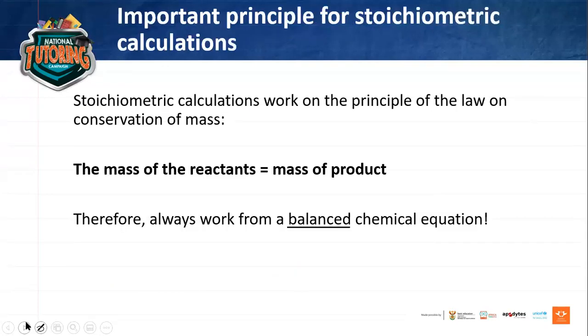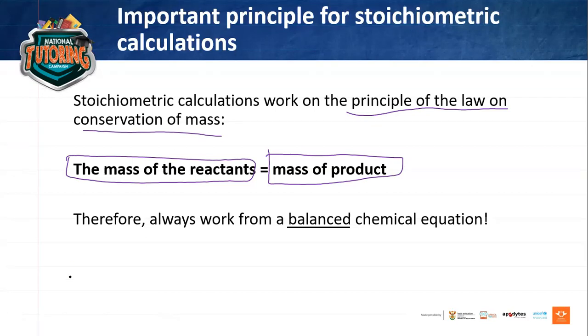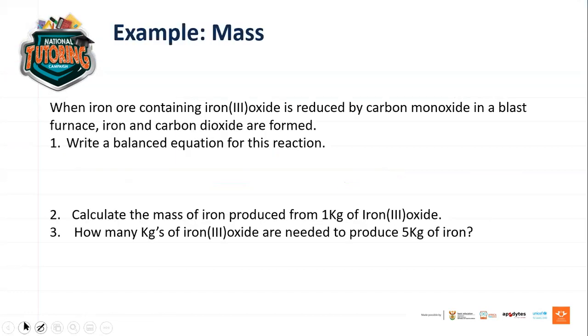Okay. So stoichiometric calculations work on the principle of the law of conservation of mass. It's that the mass of all the reactants is equal to the mass of all the products. On the one side is equal to the other side. That must be true of any equation, even a mathematical equation. If you have an equal sign in between, then it means whatever's on the left has to be equal to whatever is on the right. So always, always, always work from a balanced chemical equation. Let's get down to some examples.